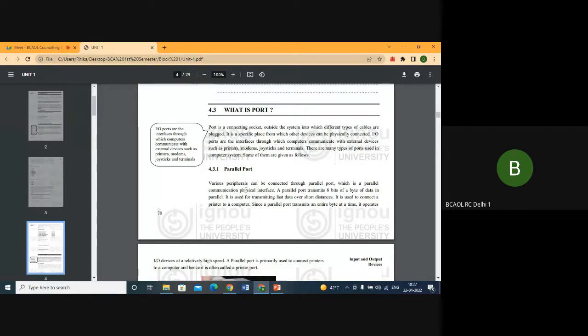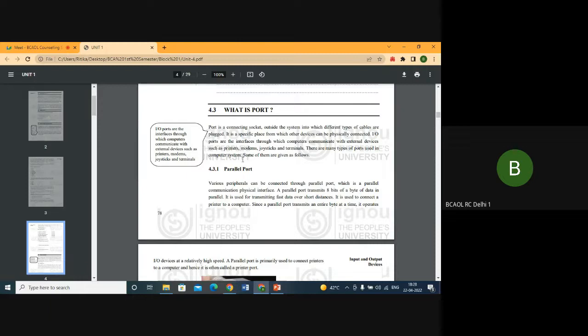What is a parallel port? Various peripherals are also input output devices only. So various peripherals can be connected to a parallel port, which is a parallel communication physical interface. A parallel port transmits 8 bits of a byte of data in parallel. It is used for transmitting fast data over short distance. It is used to connect a printer to a computer.